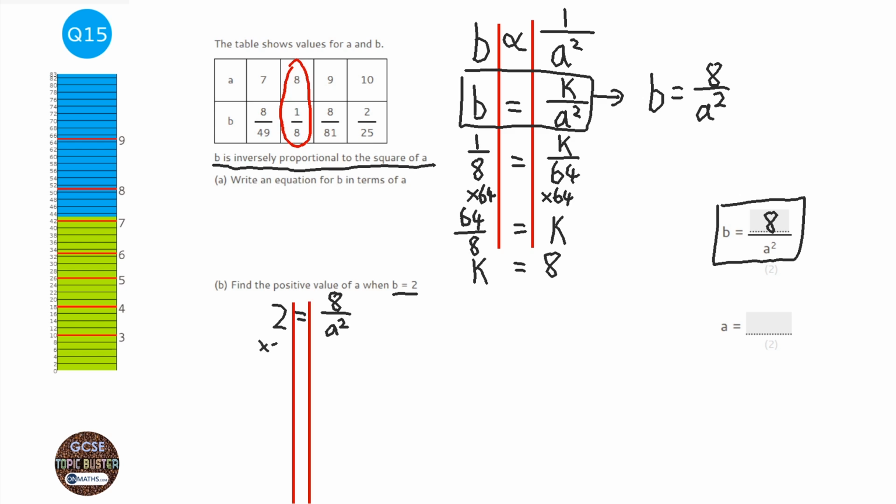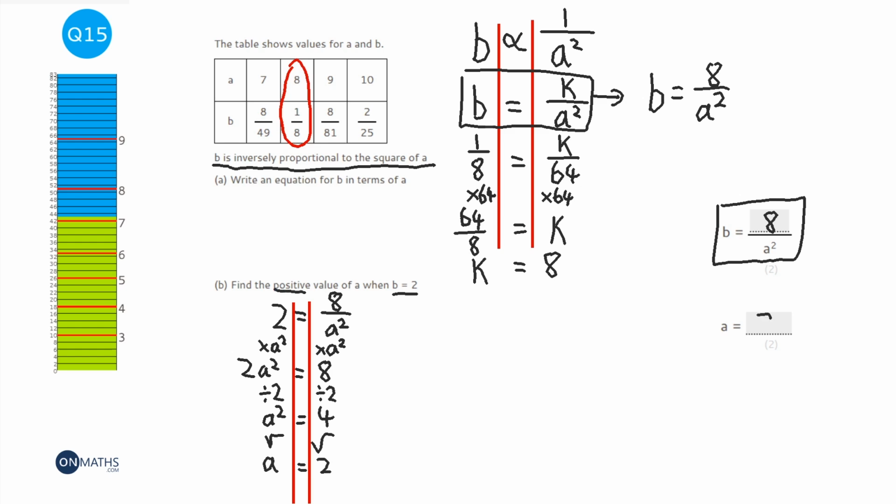Okay, so the first thing I'm going to do is times both sides by A squared. So the best thing to do is get rid of any brackets or fractions. And since over means divide by A squared, I'm going to times by A squared, so it would be 2A squared equals 8. Then I'm going to divide by 2 both sides, so I get the A squared on its own, so it's A squared equals 8 divided by 2 is 4. Then I'm going to square root both sides. So this could be 2 or minus 2, but it does say positive value, so A equals 2. So if I put A as 2 into the answer to question A, it would be 8 over 2 squared, which is 4, so 8 over 4, which is 2, so B equals 2.